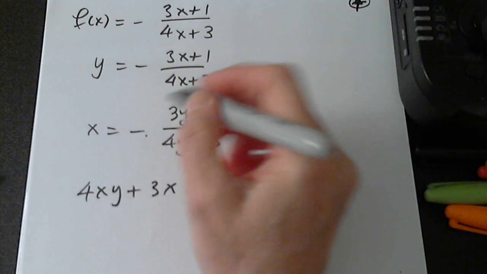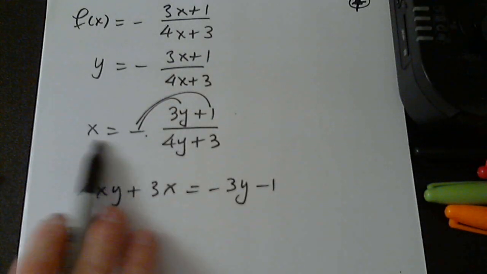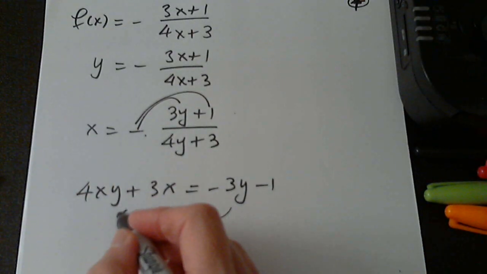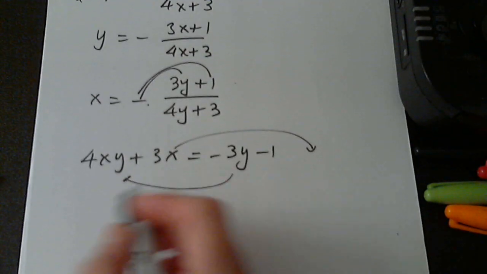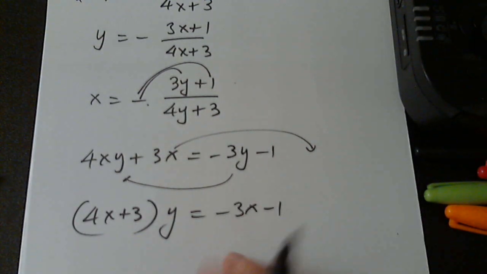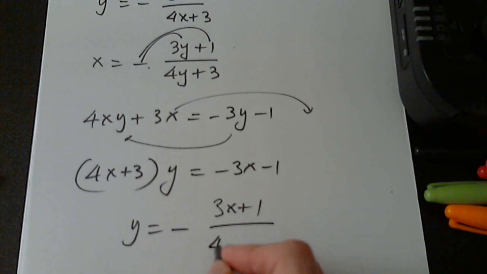Remember to distribute only once, meaning I distributed a negative sign only to the top, all terms at the top. So 4xy plus 3x equals negative 3y minus 1. I'm moving terms around and factoring out y. 4x plus 3 multiplied by y equals negative 3x minus 1. So then y equals negative 3x plus 1 over 4x plus 3. And this is our f inverse. I was pleased to see that on the homework, almost everyone did this correctly.